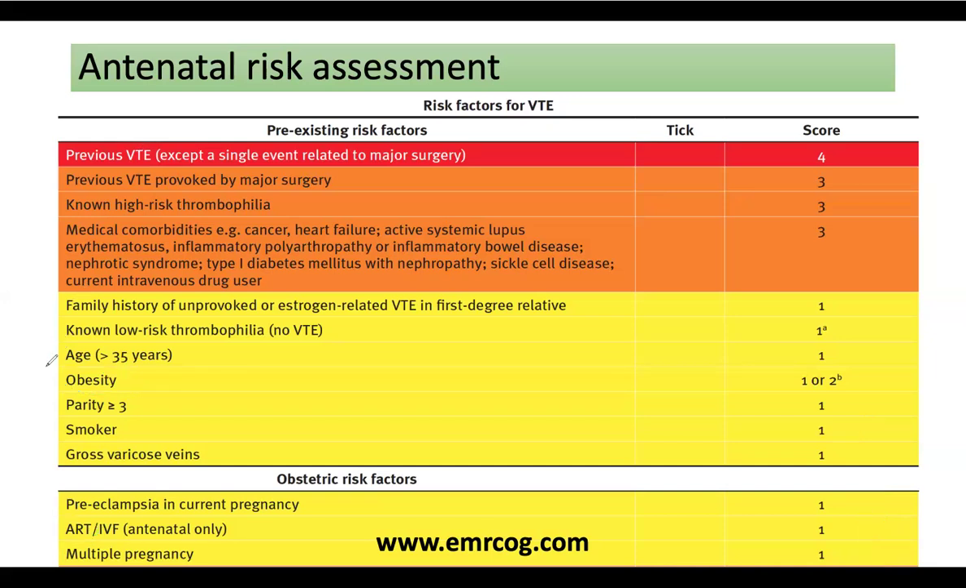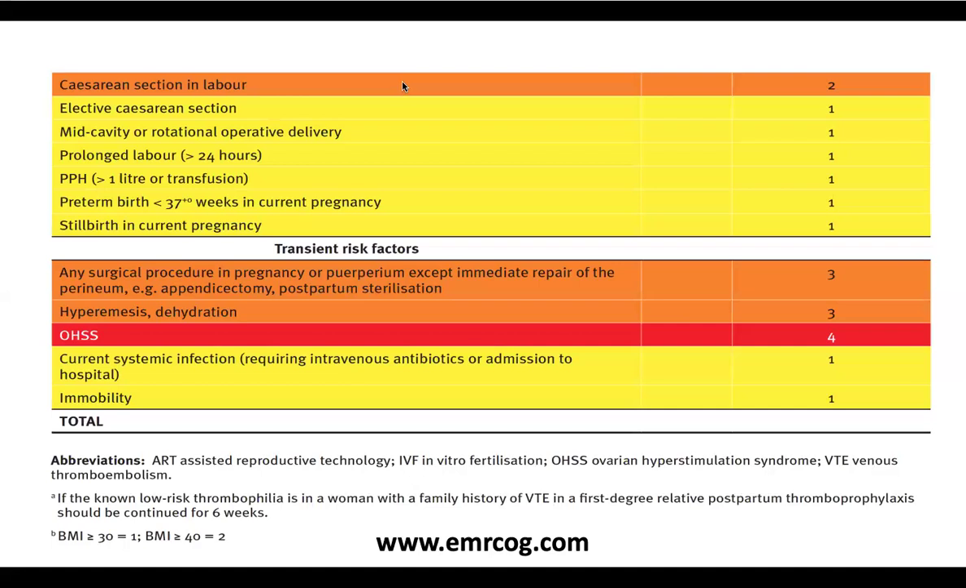Yes, well done. Okay, so how about the factors in the postnatal period that will help me in the calculation of the risk? Yes. Cesarean section in labor. That means the lady had an emergency cesarean section. This is a score of 2 in the postnatal, okay? Score 2 in the postnatal. So a lady without any risk factor who delivered by emergency cesarean section because of non-progressive labor will receive at least 10 days of low molecular weight heparin postpartum, okay?